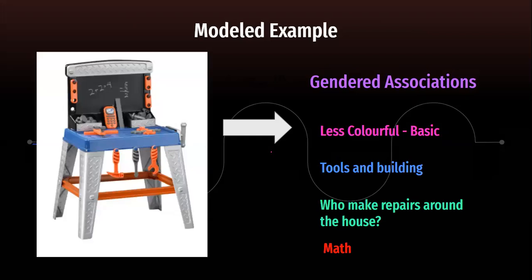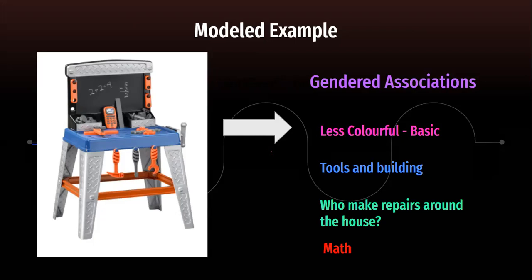Next, I would look at the following image, which is an image of a toy workbench. Again, I'll think about the colors that are used in creating this toy. I'll think about the kinds of uses that this toy has in the wider world. It's about tools, it's about building. I'll think about, again, the roles that the children utilizing these toys inhabit. So who is it that makes repairs around the house? Who is it that uses these workbenches? Again, these social roles could change from household to household, but it opens up this conversation.